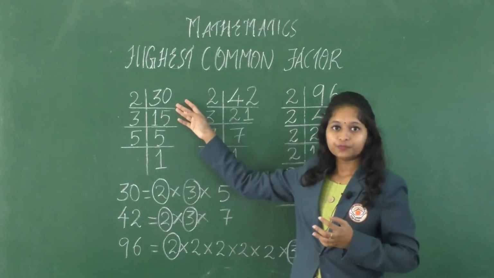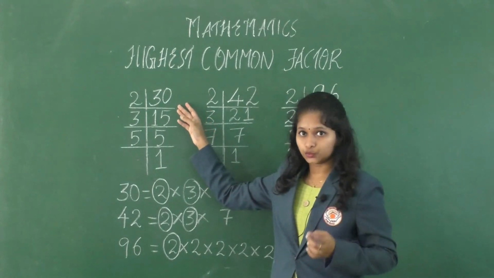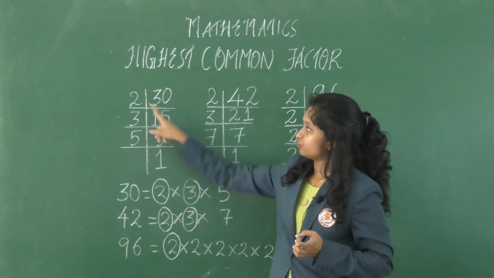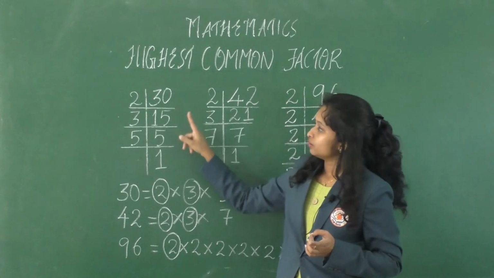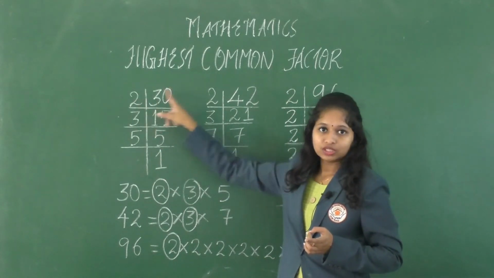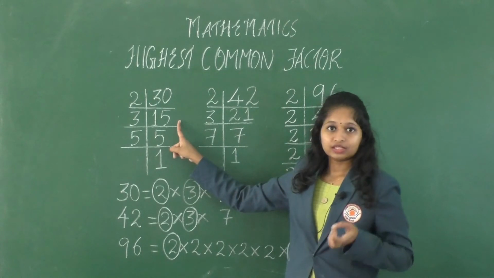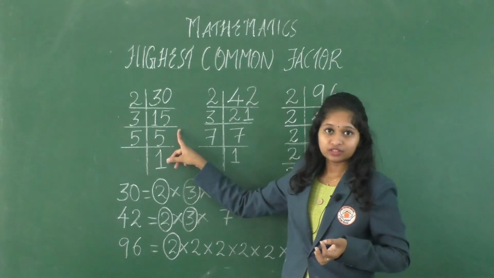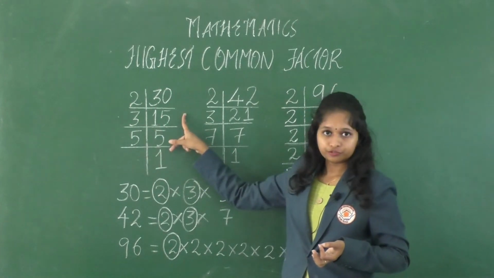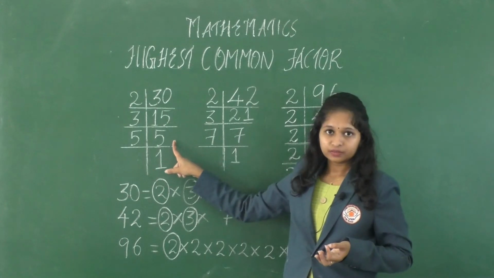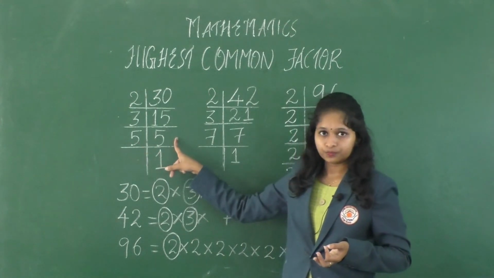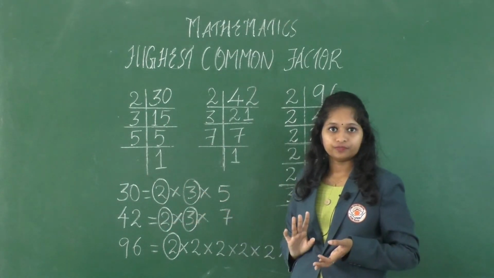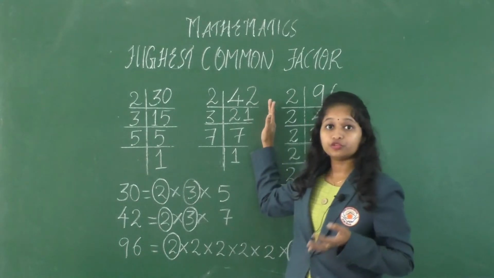In case of 30, 30 is divisible by number 2. 1 2 is 2, 1 carry, 5 2s are 10. That means 15 2s are 30. 15 is divisible by 3. How many times? 5 times. 5 3s are 15. 5 is a prime number. 1 5 is 5. So we can write 30 as 2 into 3 into 5. When we move on to 42.